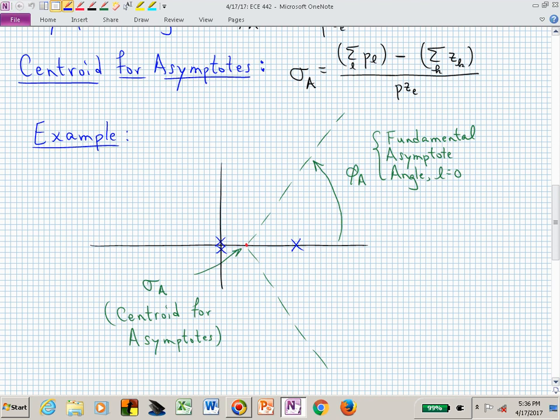3. We're stuck on 3 because how many finite zeros do we have? None. We have 3 poles, no zeros. Our pole zero excess is 3. We have 3 zeros at infinity.